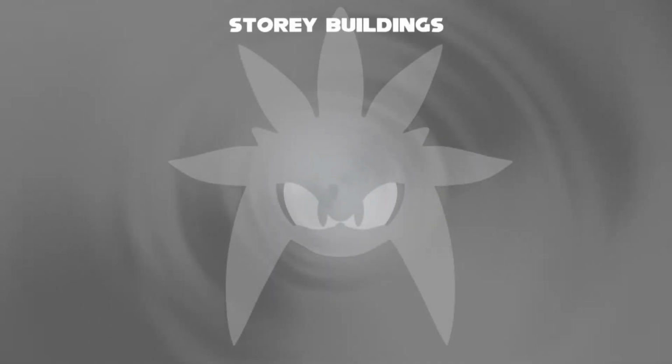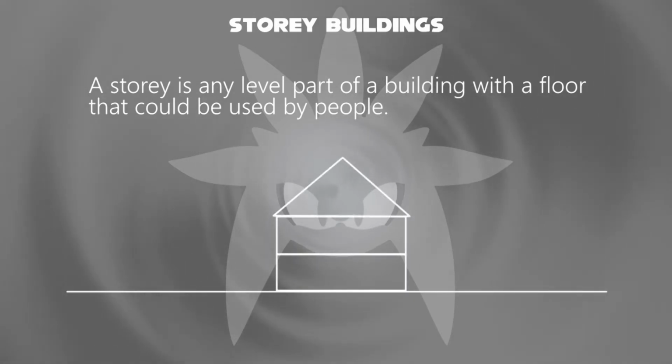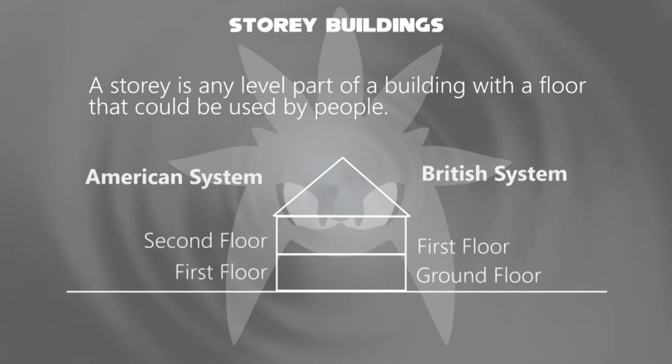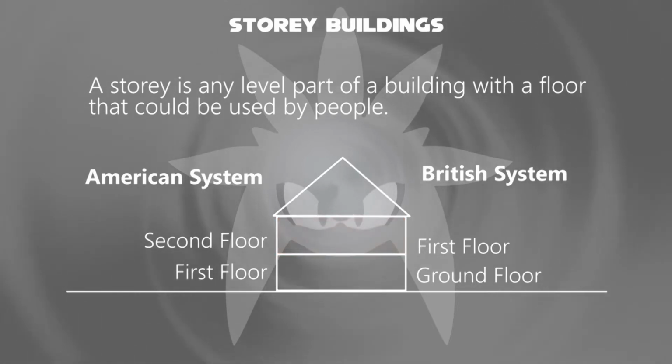A story building is any level part of a building with a floor that could be used by people. Consider a ground zone. There is a difference between American and British systems. In the American system, we say first floor as the ground level, and the British system, on the other hand, we say ground floor. Above the ground floor, the American system is the second floor. In British, we call it first floor.